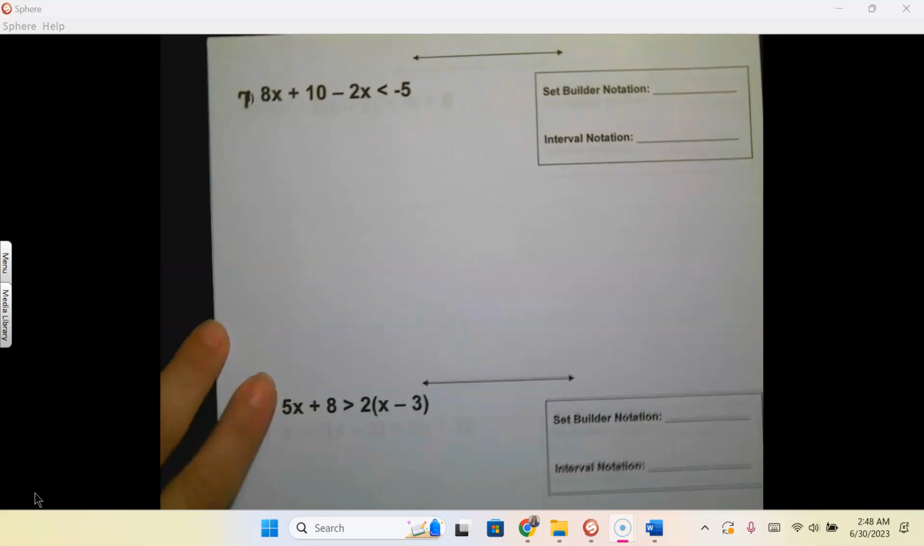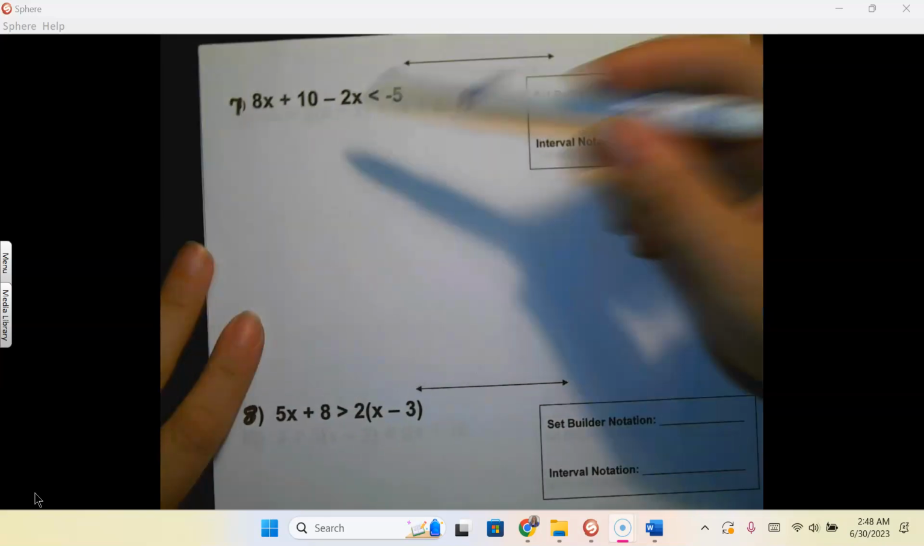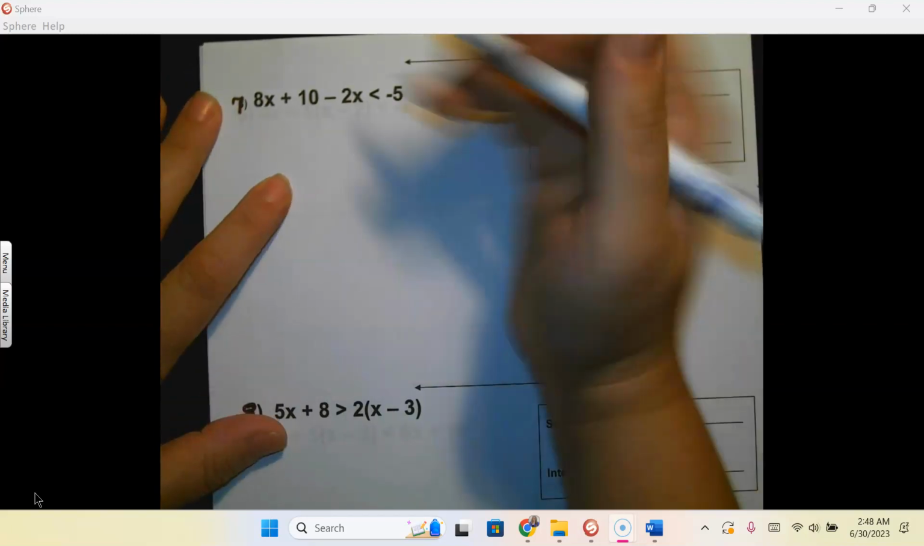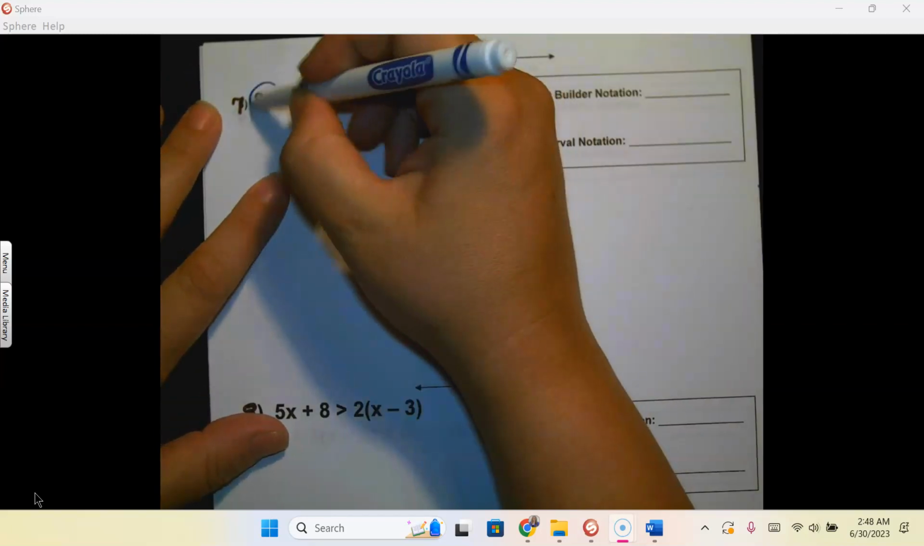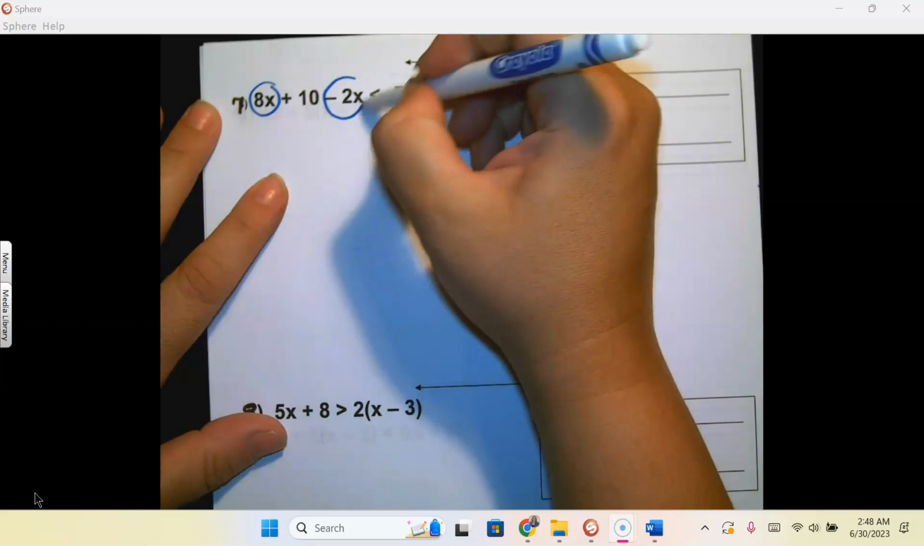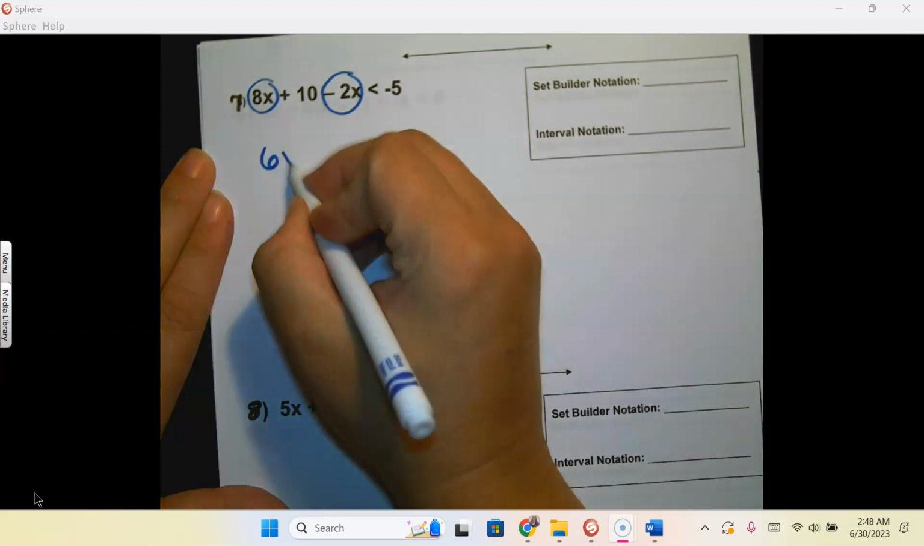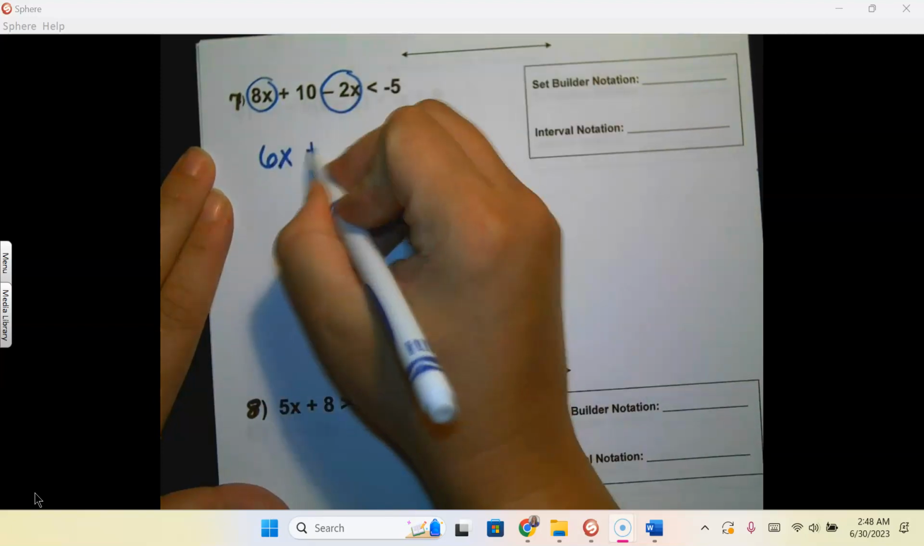Alrighty, let's go ahead and try another example. So the first step when we solve this inequality, we're going to solve it just like a regular inequality or regular equation. So we're going to simplify first. So combine the like terms. So 8 minus 2 is 6x, and then plus 10.